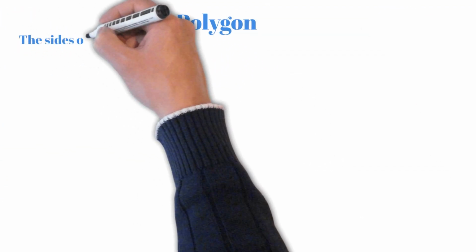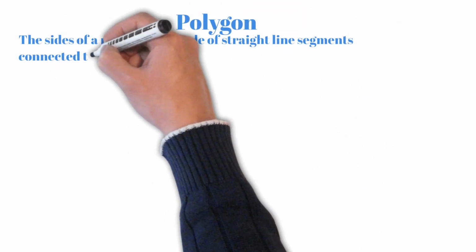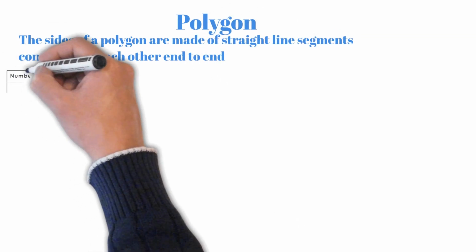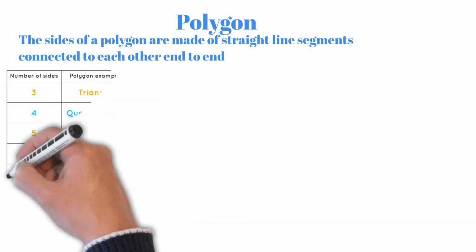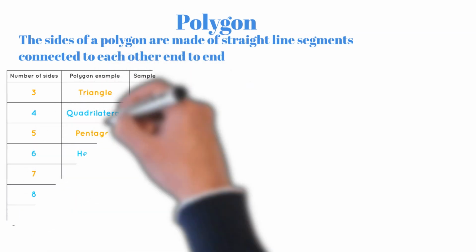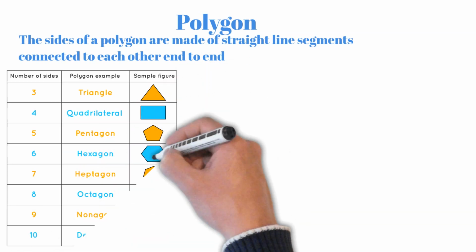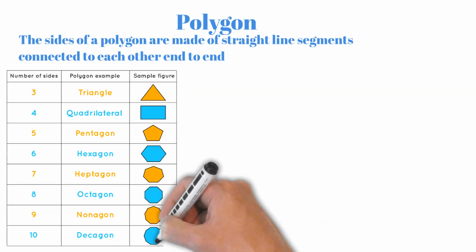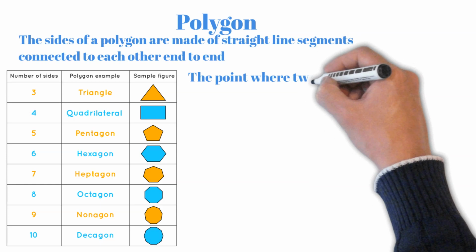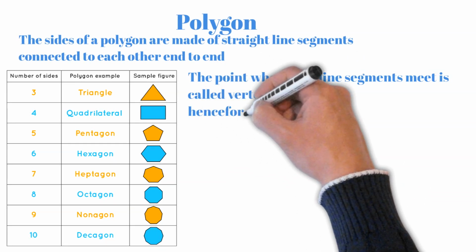what is a polygon? The sides of a polygon are made of straight lines connected to each other. These are examples of polygons: triangle, quadrilateral, pentagon with five sides, hexagon with six sides, heptagon with seven sides, octagon with eight, nonagon with nine sides, decagon with 10 sides, and so on.